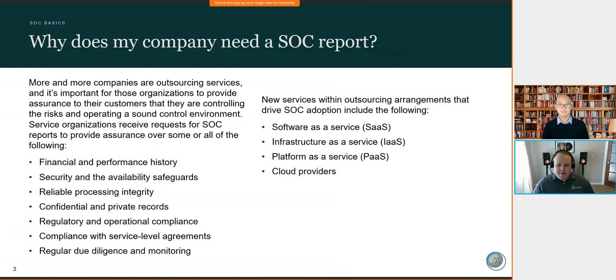Now, as we see many of these service organizations growing in the market, it's really being driven by companies that are offering software as a service, infrastructure as a service, or platform as a service. All of these various cloud providers are really driving the need for SOC as more and more organizations recognize the risk of outsourcing operations or providing data or sensitive information to third parties. This has driven the need for SOC and reporting over internal controls.